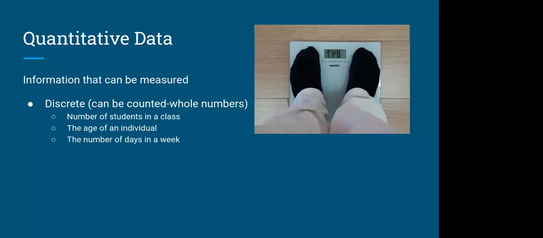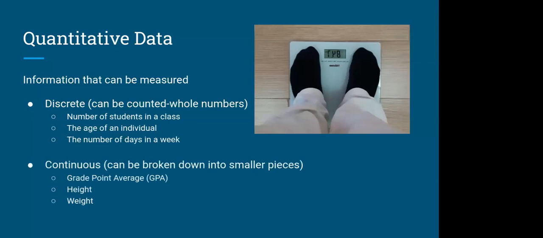And then we have continuous quantitative data. And continuous quantitative data can be broken down into smaller parts or smaller pieces. So those are things like your GPA, because while yes, you can have a 3.0, you can also have a 2.7. You can also have a 2.39. Your height. You can, yes, be 5 feet, but you can also be 5 feet 3 1/4, 6 feet 2 1/2.